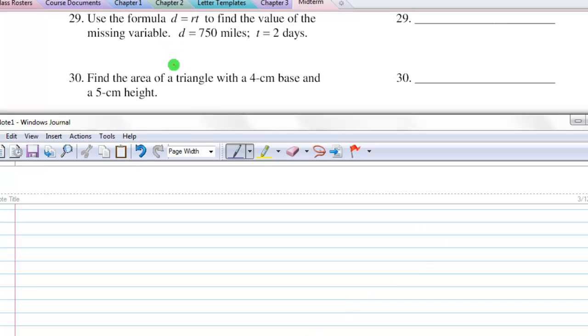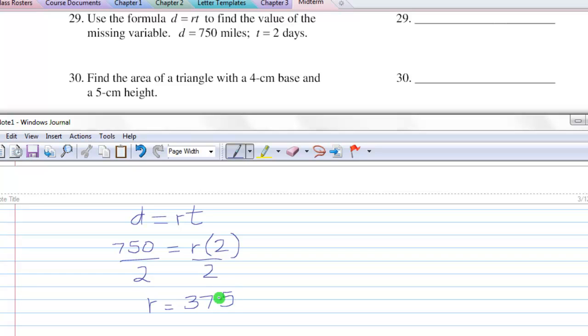We're going to use the distance equals rate times time formula to find the value of the missing variable. So d equals rt, distance equals rate times time. And we're given that the distance is 750 miles and that the time is 2 days. So we're going to substitute for d and for t. And that gives us 750 equals r times 2. And now we need to isolate the rate, so we're going to divide by 2 days. And 750 divided by 2 says that the rate is going to be 375 miles per day.